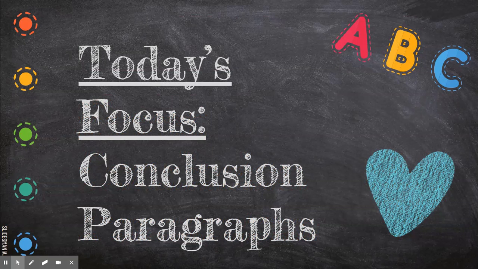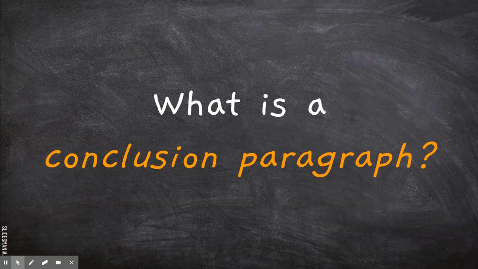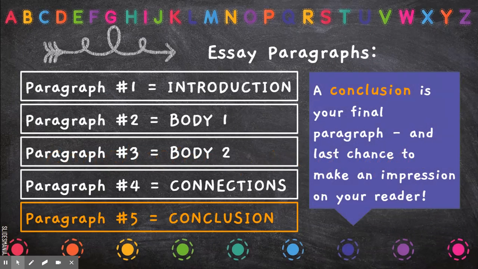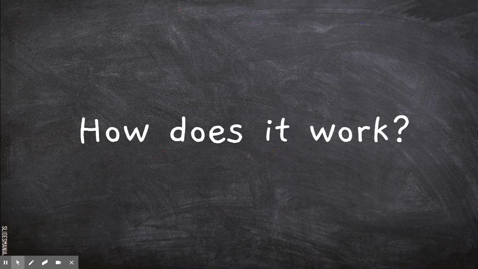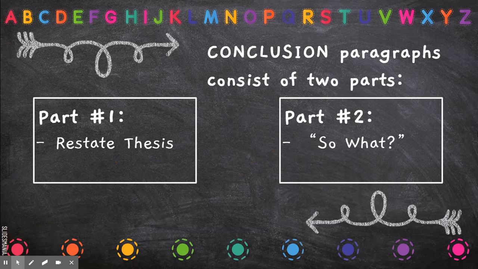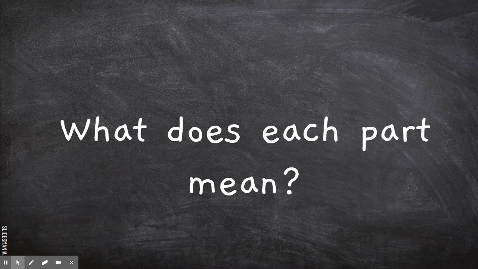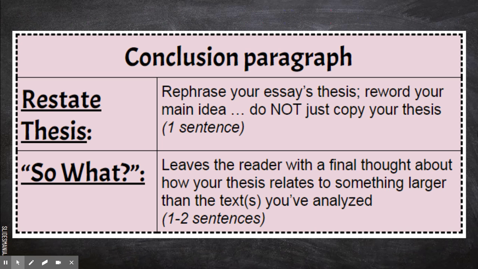Okay, let's wrap up by looking at the conclusion paragraph. What is that? A conclusion is your final paragraph and your last chance to make an impression on your reader. How does it work? It's got 2 parts: restate the thesis and so what. What does each part mean? The restate thesis, that's exactly what it sounds like. You rephrase your essay's thesis, but do not just copy your thesis. Rephrase. That's 1 sentence. And then you finish your whole essay with your so what statement.